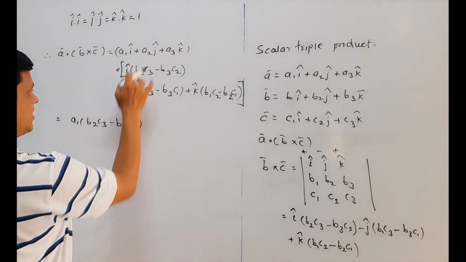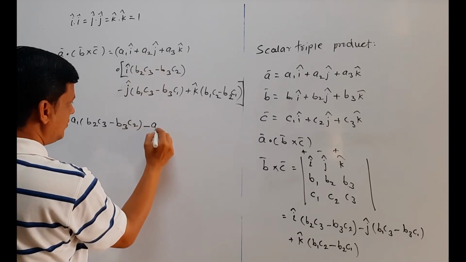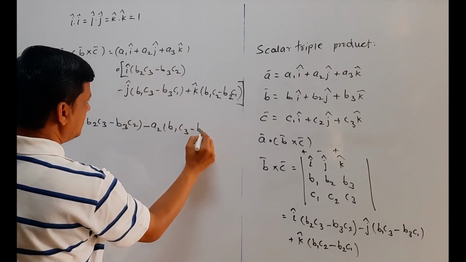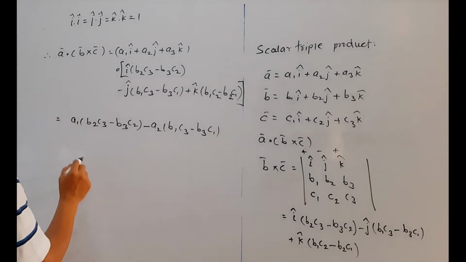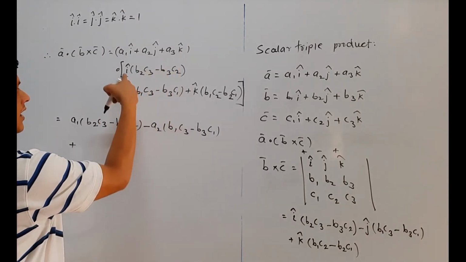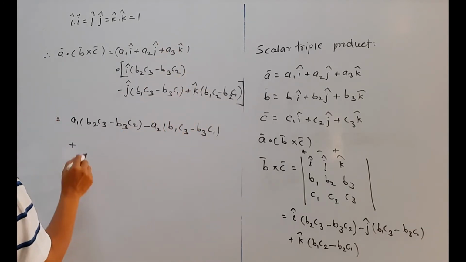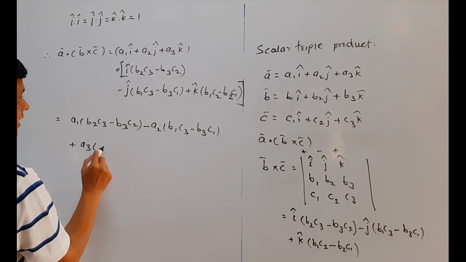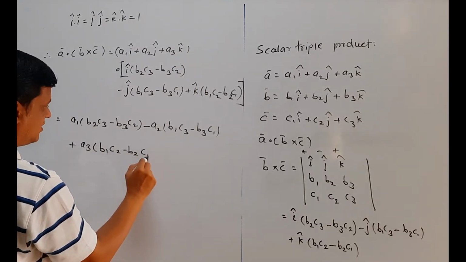So we get here a plus minus minus, J dot J is 0. So A2 into B1 C3 minus B3 C1. Then third, when we multiply by A3, K dot I is 0, K dot J is 0, K dot K is 1. So we write here A3 into B1 C2 minus B2 C1.